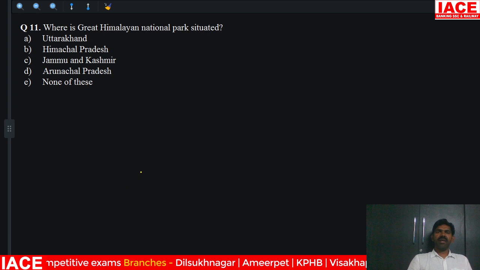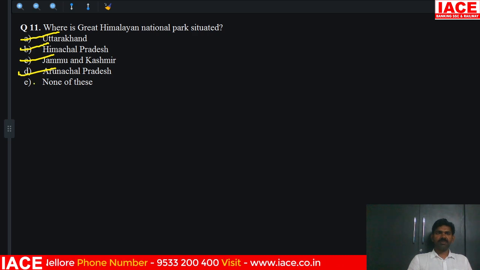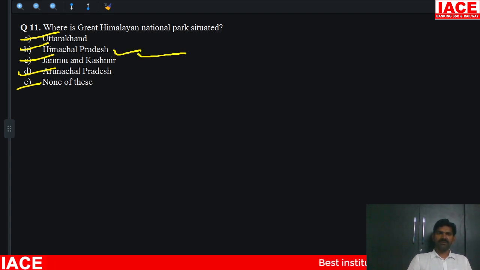Where is Greater Himalayan National Park situated? Very nice question, this is a previous question basically. Option A, Uttarakhand. Option B, Himachal Pradesh. Option C, Jammu and Kashmir. Option D, Arunachal Pradesh. And option E is none of these. Now, the right answer is obviously Himachal Pradesh. How do you remember that? I have one small formula to remember all the national parks present in Himachal Pradesh. What is that?